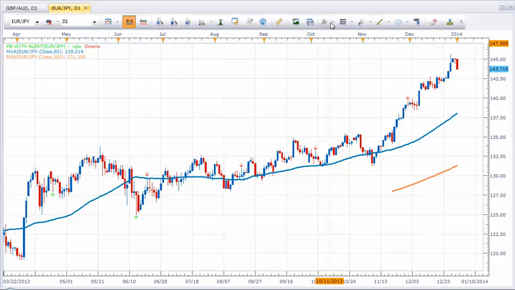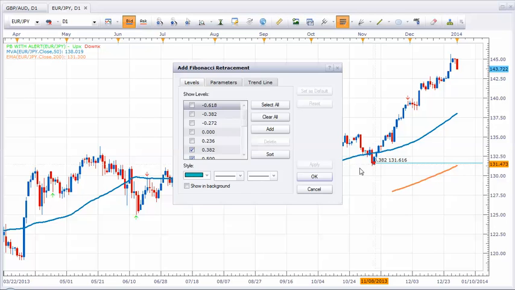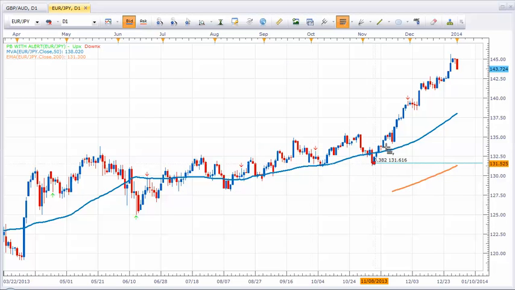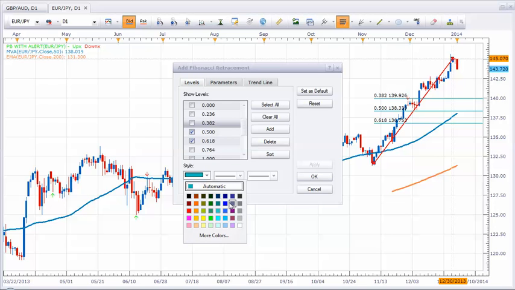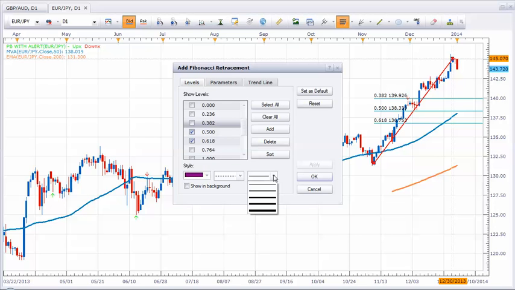So one thing I'd like to do here is Fibonacci. We started here. You could say this is where the move started. Oh, I keep making that mistake. And go all the way up to here. Less interest in the 38.2. I'll make sure I save it this time. It says default, yes. Okay, there we go.